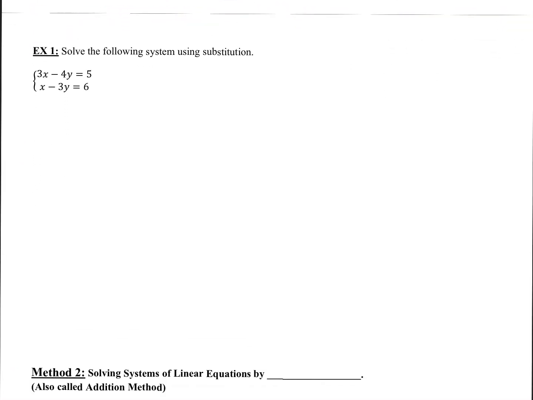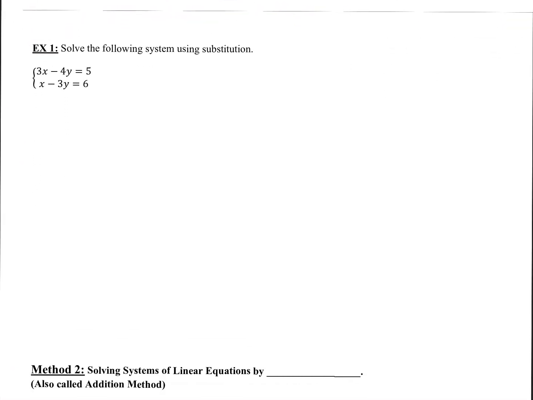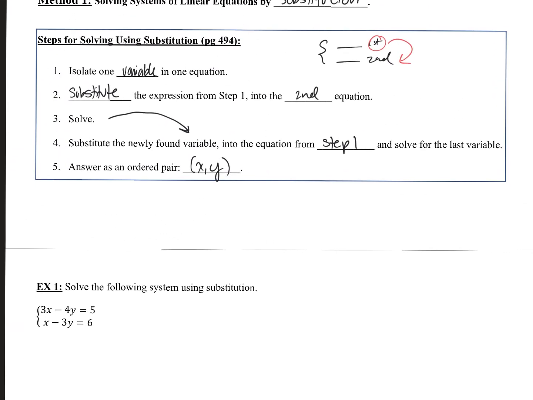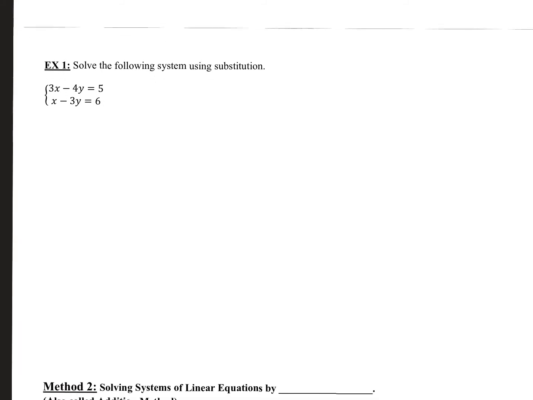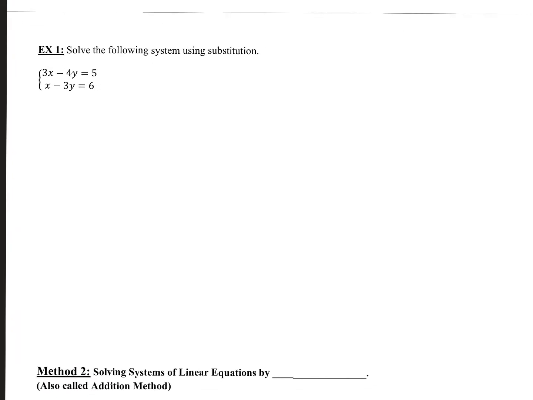Now let's take a look at an example. So solve the following system using substitution. Well, what's the first step? First step is to isolate one variable in the equation. You could do it with either one. Usually, my process is to look for the variable that has the smallest number next to it. Which one has the smallest number? Well, it looks like the bottom equation for the x, so I'm going to go ahead and solve for that one. That's usually my method.